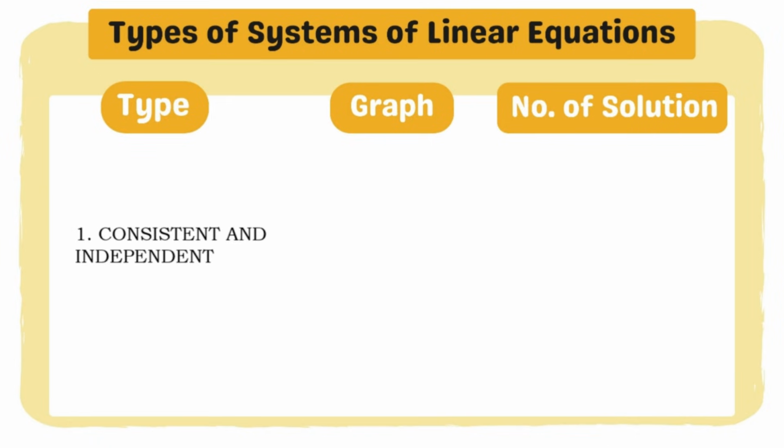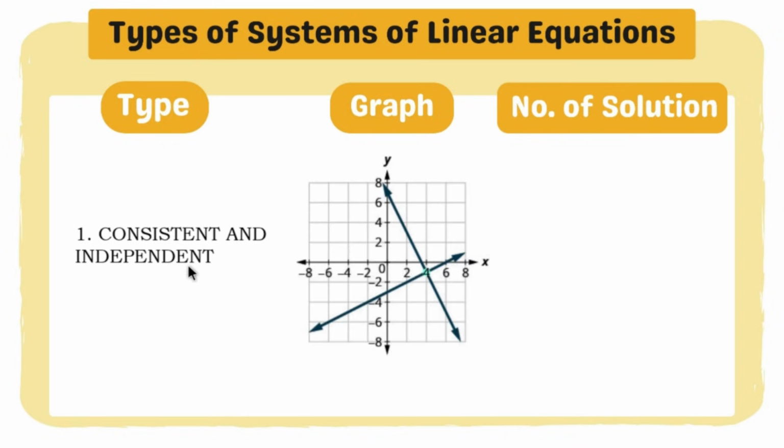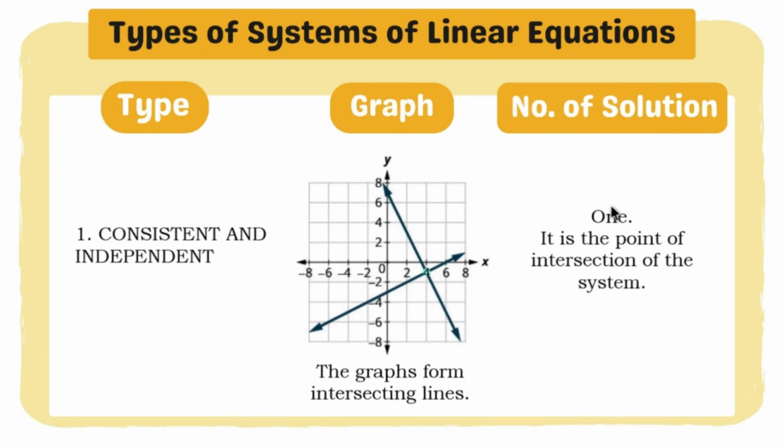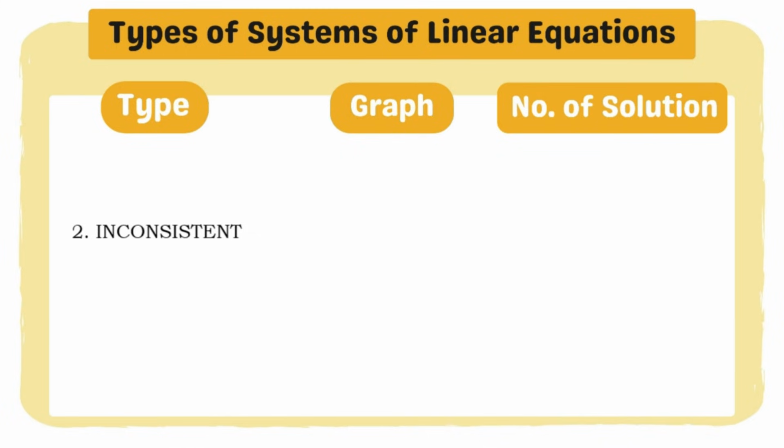The first type is what we call the consistent and independent type of system. So ang graph po nito, parang yung mga examples natin kanina, they have a point of intersection. So kung bibilangin natin kung ilan po ang solution niya, there are just 1. Okay, it is the point of intersection of the system. So the graph forms an intersecting lines.